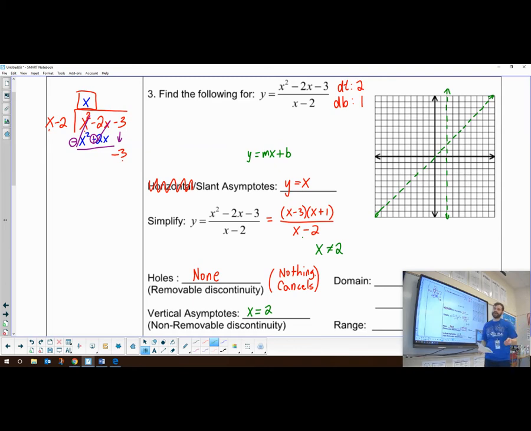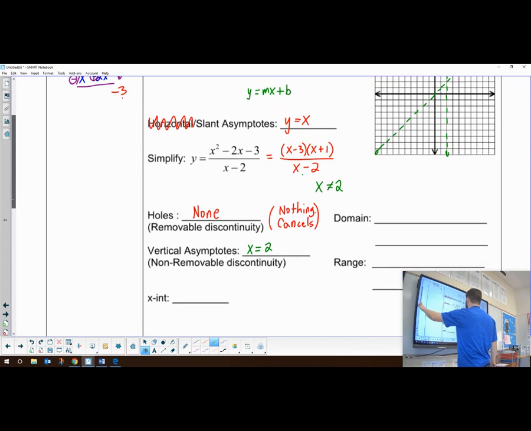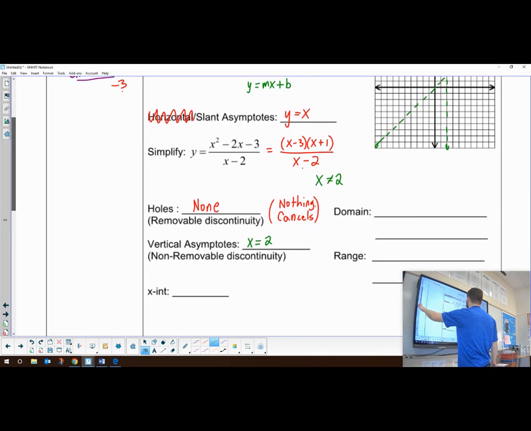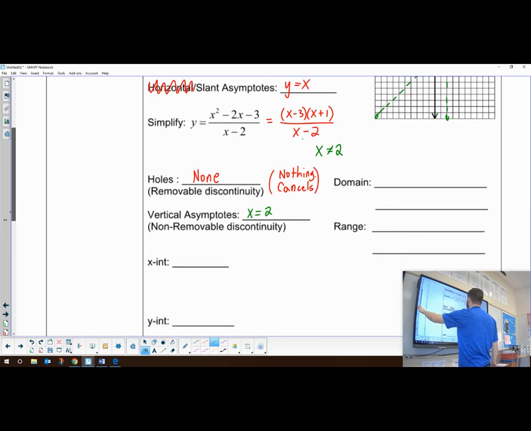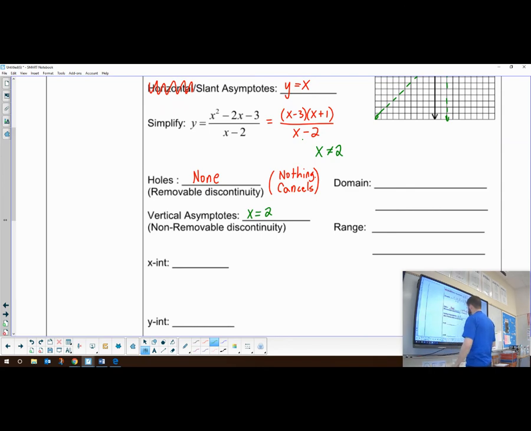Now I just need to find my x and y intercept to figure out what sections my graph is going to even go into. So let's figure that out by finding our x-intercept and our y-intercept. Remember, for your x-intercept and y-intercept, we take our simplified graph and we plug in 0 for x to find my y-intercept, we plug 0 in for y to find my x-intercept.